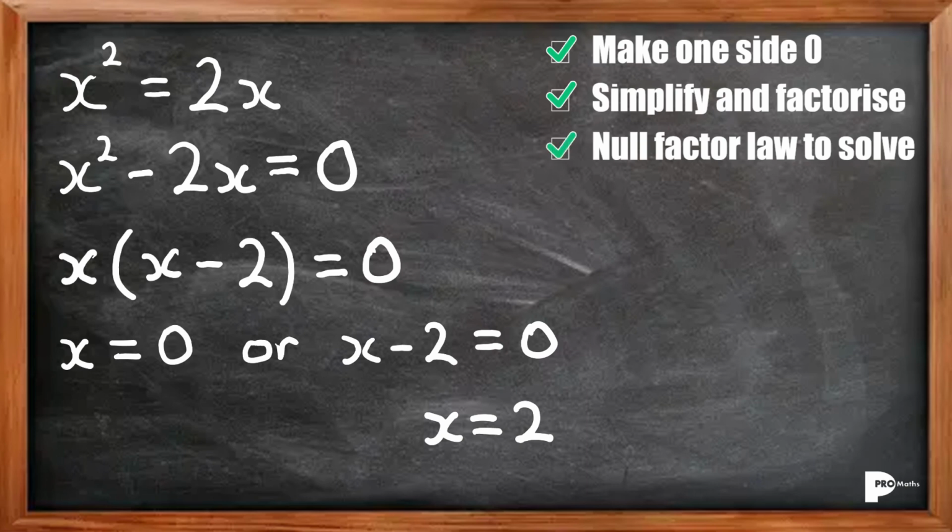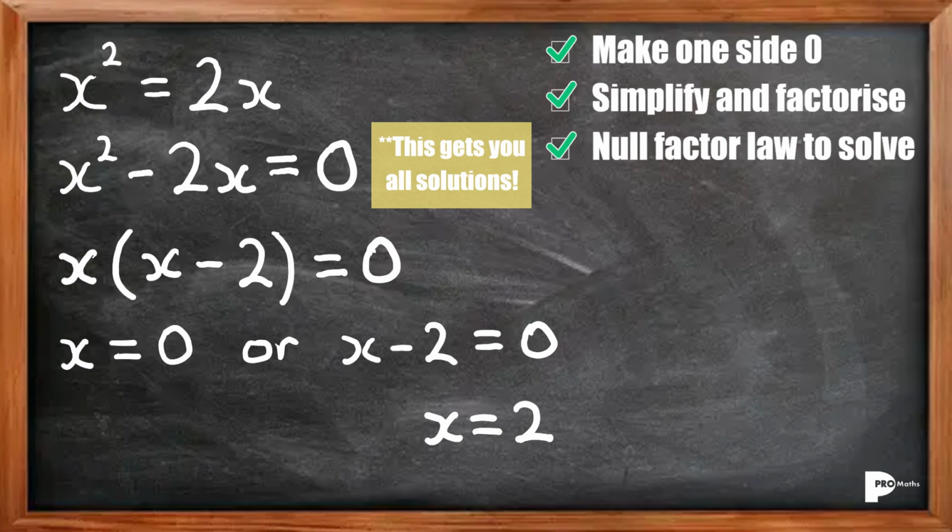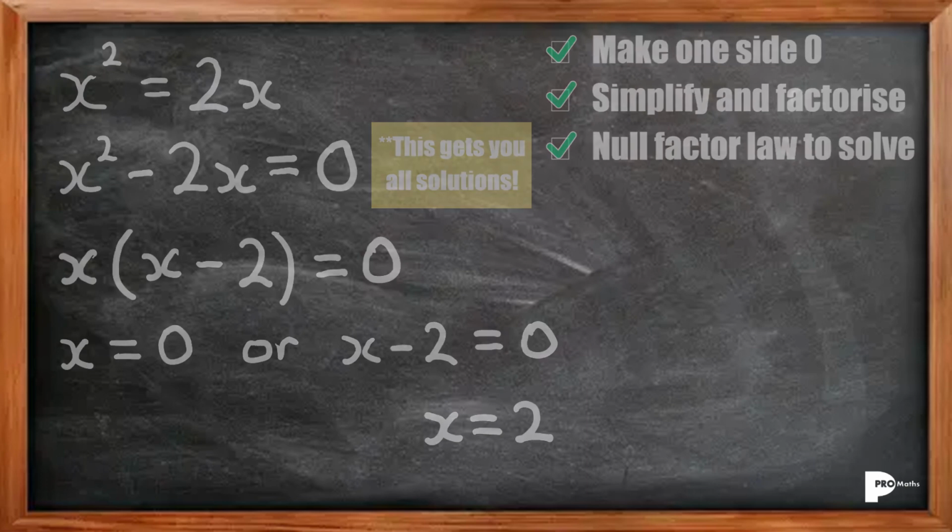This is a good example of why we make one side 0. If you simply divided both sides by x at the beginning, you would only get x equals 2 and miss the solution of x equals 0.